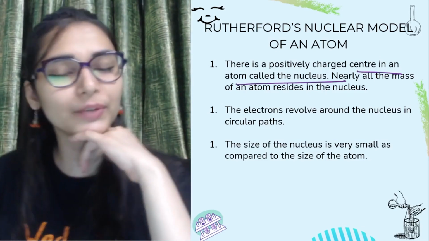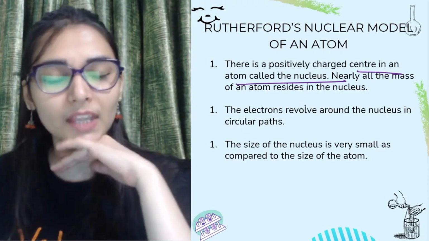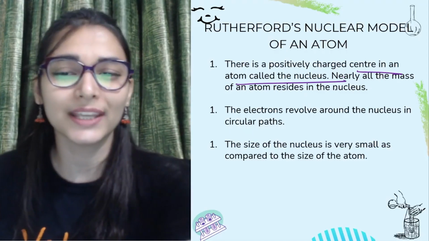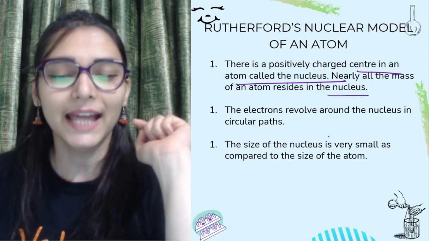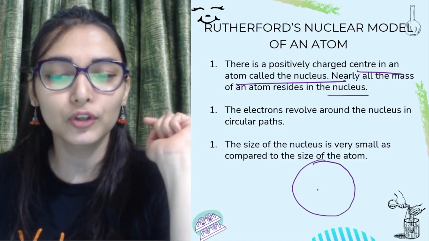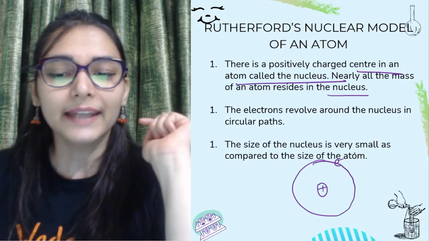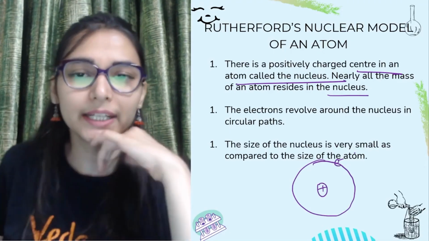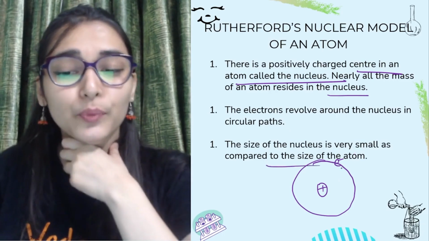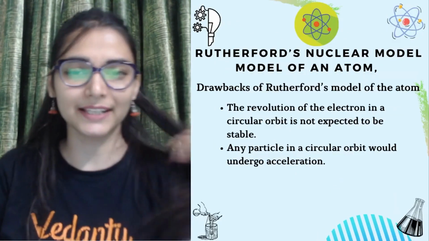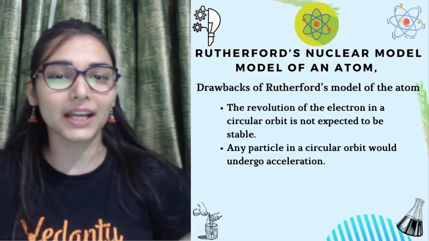So he also proposed a nuclear model of an atom, in which he said there is a positively charged center in an atom known as nucleus, and nearly all the mass is located in the nucleus. And then he said that this is the round nucleus, and electrons are revolving around it like that. And the size of nucleus is very small as compared to the size of the atom, but there was a drawback.